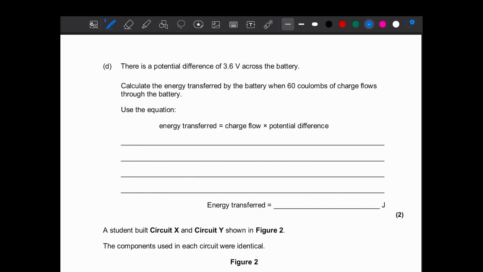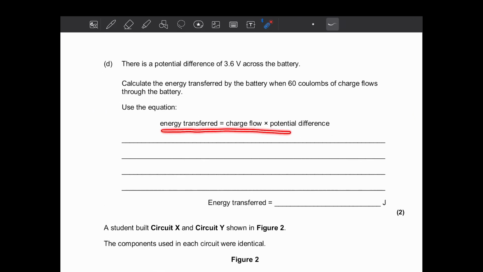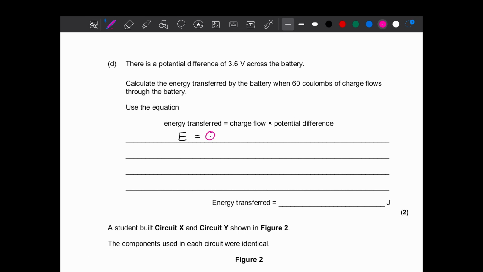Moving on, we've got another question where they've given us an equation. You typically find this in the higher paper towards the beginning of the paper in question 1 or 2. All we need to do is calculate energy transferred. So substituting the values in, we've got energy E being equal to a charge flow Q of 60 coulombs multiplied by a potential difference V of 3.6 volts, as stated in the question, and that's going to give us a final answer of 216 joules.